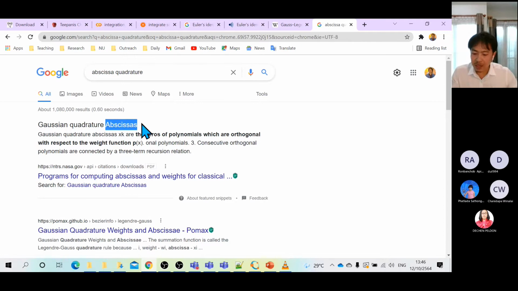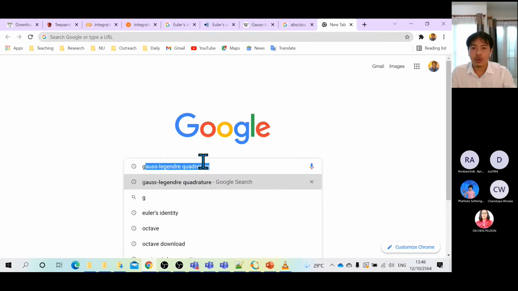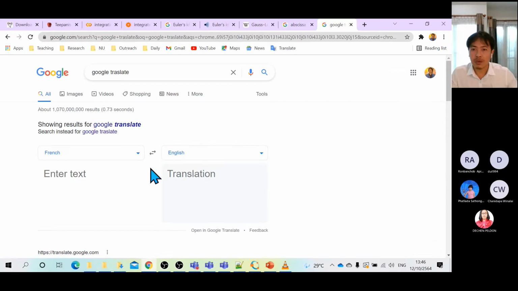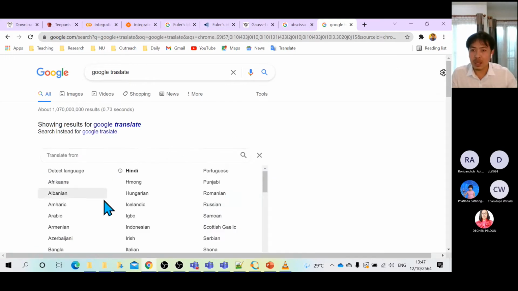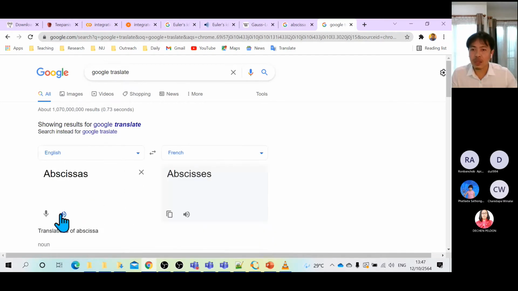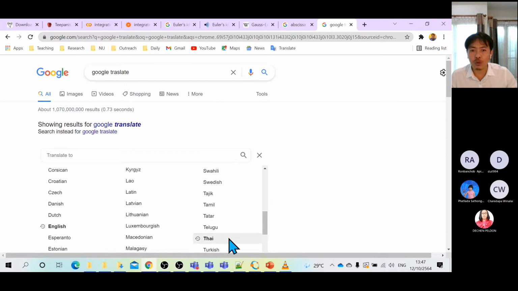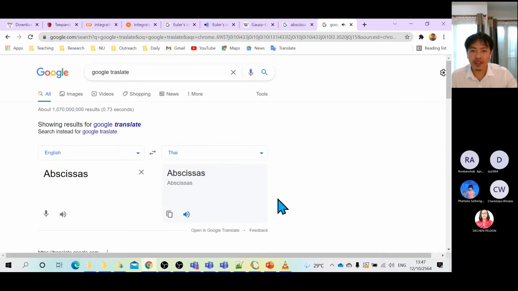If I copy that, I'm not making this up, I am trying Google Translate. If I put that here in English, I want abscissas. Now if I do that in Thai and want to know what Google would pronounce in Thai, abscissas. Very nice.